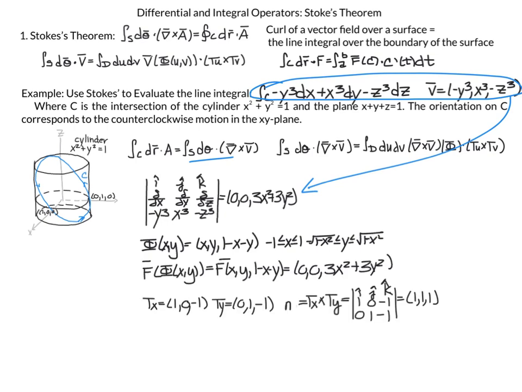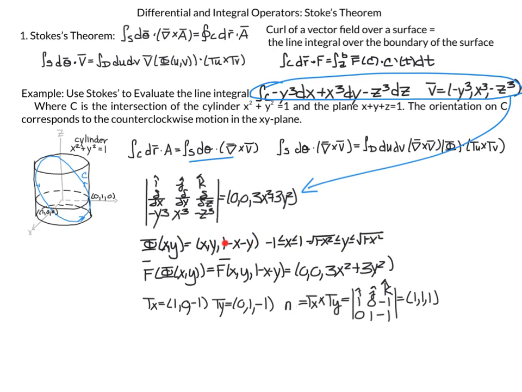And now I can compose my vector field with my parameterization. So that's f composed of x, y, and 1 minus x minus y. My vector field is over here. So the first element of my vector field is 0, the second is 0, and the last is going to be 3x squared plus 3y squared. I can also compute my normal vector to my surface by taking the partial derivative of my parameterization with respect to x, that's going to be 1, 0, and minus 1.